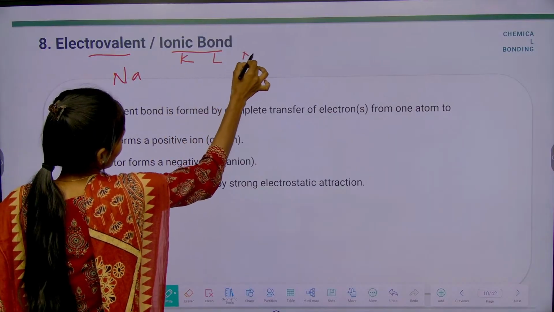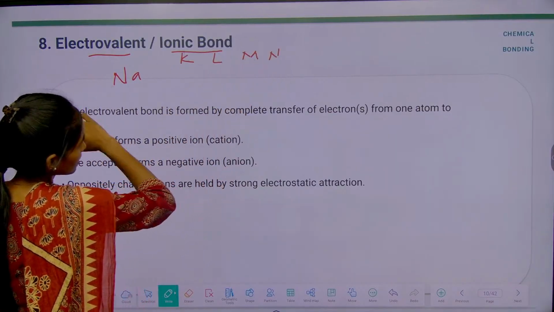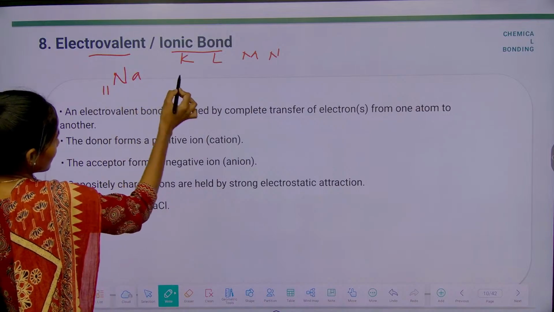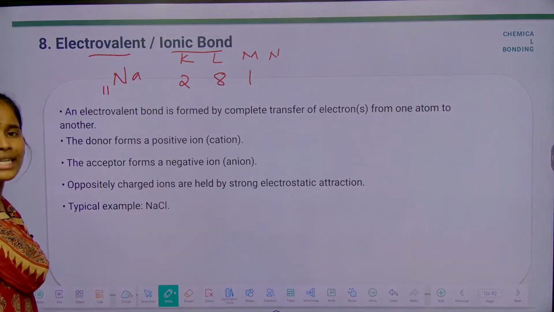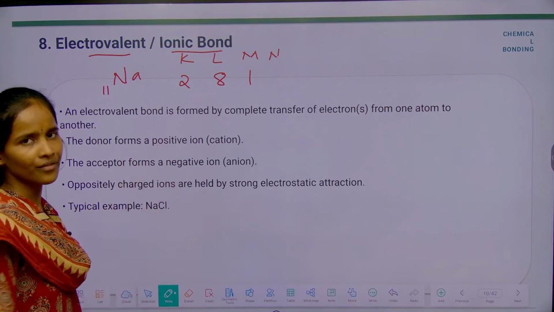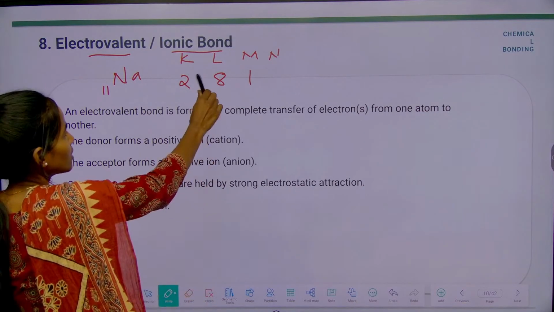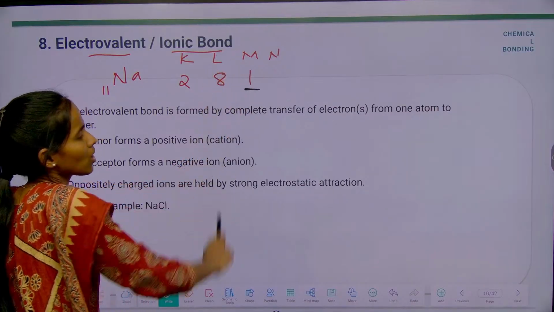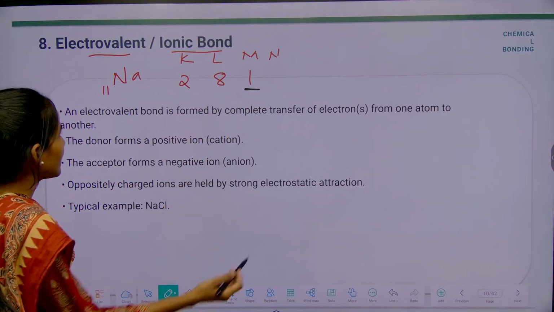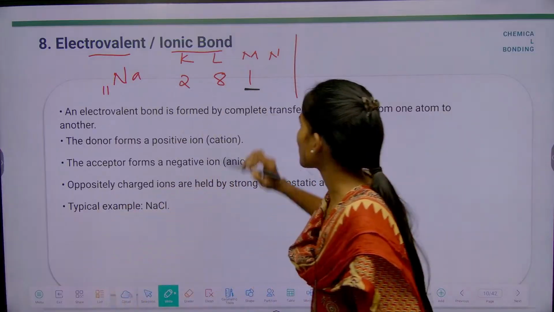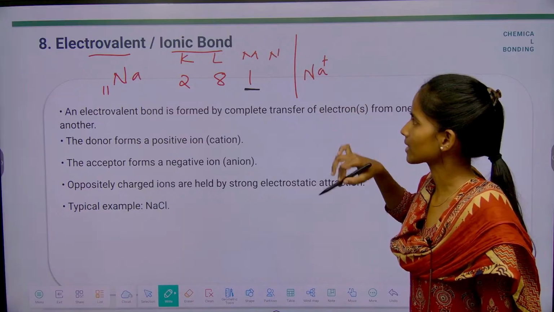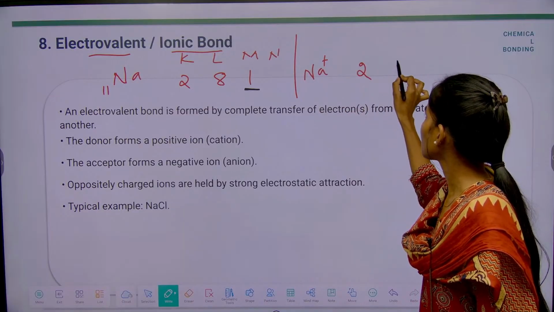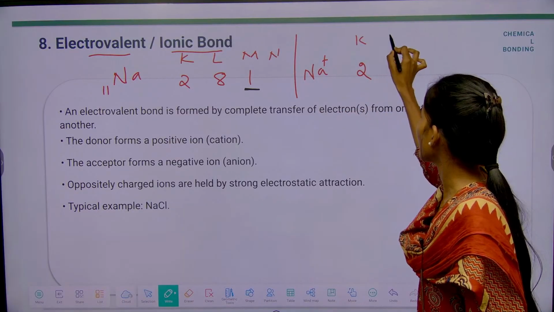K, L, M and N shells. Sodium atomic number is 11, configuration 2, 8, 1. So in order to get stability, it needs octet configuration in the valence shell. So it will lose this 1 electron. By losing that 1 electron, it will form Na+ and its configuration will be 2 and 8 in K shell and L shell.